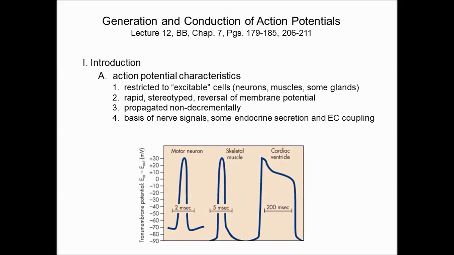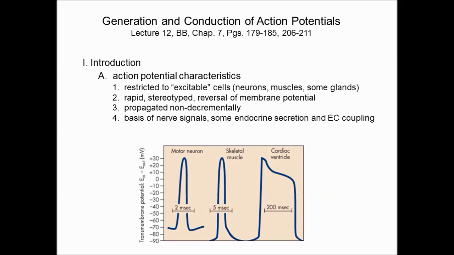And there's a reason why: they have a characteristic set of voltage-gated channels. An action potential is a very rapid event, it's stereotyped, and that term just means it's the same every time it occurs. It's a repeatable event, and it ends up reversing the membrane potential.